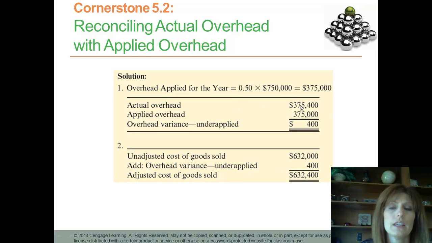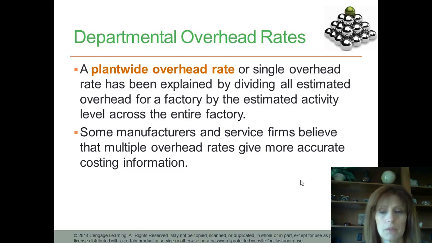Okay, so for the year, our actual was $375,400. We were applying 50% based on what we experienced in terms of direct labor. So our direct labor actual was $750,000, which meant we would have applied $375,000. So you see we were $400 off. We should have applied $400 more than we did. So when we report our cost of goods sold, we'd say we have an unadjusted cost of goods sold of $632,000. We're going to add $400 to it. Our adjusted cost of goods sold is $632,400. So by the end of the year, our statements accurately reflect reality, and we closed everything out and made sure that we were legitimate here.